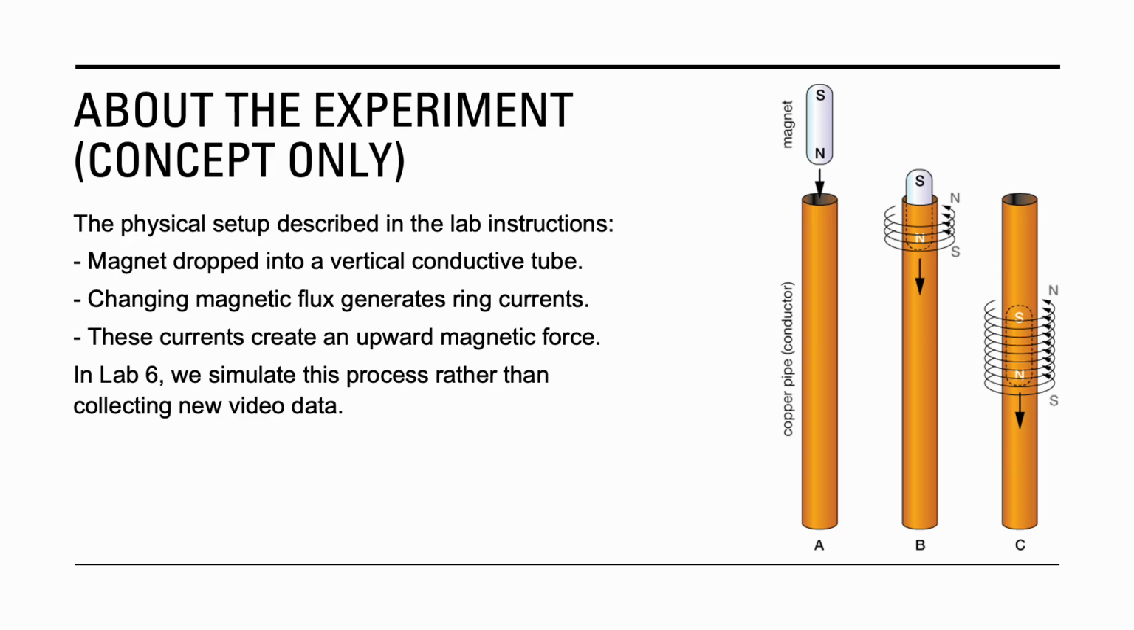The physical setup described in the original Faraday's Law lab involves dropping a magnet through a vertical aluminum tube. As the magnet moves, it changes the magnetic flux through the tube, creating induced currents that oppose the motion. For lab 6, we simulate this setup rather than performing new measurements, but the underlying idea is the same. Eddy currents create magnetic damping.